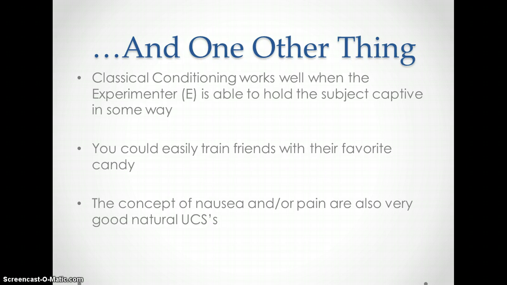One other thing to note is that classical conditioning works really, really well when the experimenter is able to hold the subject captive. If the experimenter is the one running the show at all times, it works really well. You can train friends quite easily by using their favorite candy. If your friends like Starburst, give them the Starburst. That produces a feeling of happiness maybe. You could pair something with that Starburst and get them to do something, or get them to react a certain way, I guess.